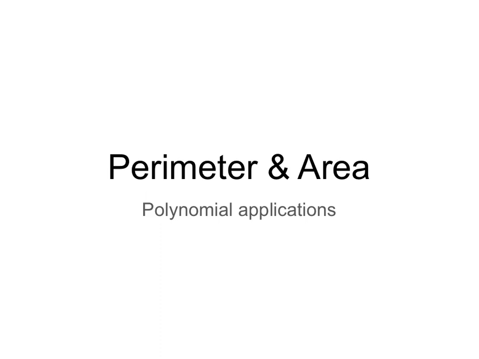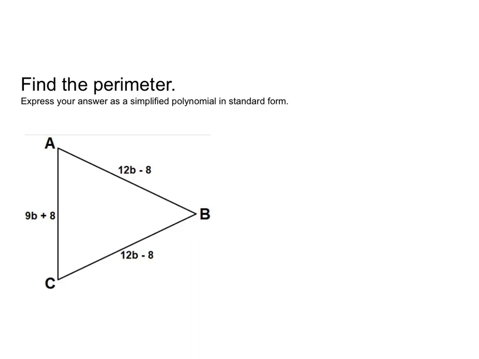In this lesson, we're going to look at perimeter and area applications of polynomials. So in this first example, you're told to find the perimeter of this triangle. And if you just remember, perimeter is just the distance around the outside edges of a shape. So all you need to do is add up your three sides for this particular polygon.